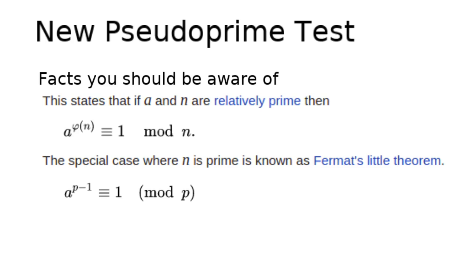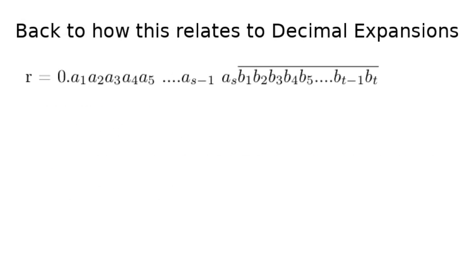The special case of Fermat's Little theorem always holds, because if n is prime, then Euler's formula reduces down to p minus 1, and it'll always hold if a and p are relatively prime, and that'll happen if a is not a multiple of p. So it's okay. So let's see how this is going to happen.